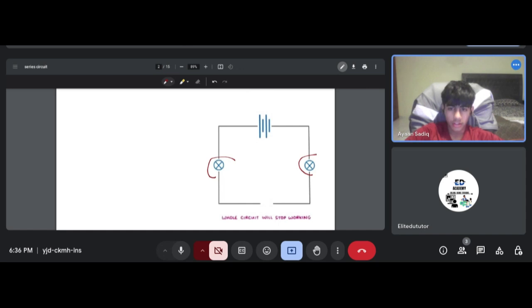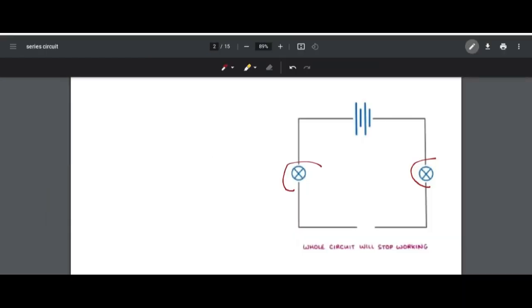Maybe a switch or a lamp, okay? So if I place a switch here and turn it on, then the current will start flowing. If I turn it off, then the current will stop for both of them.